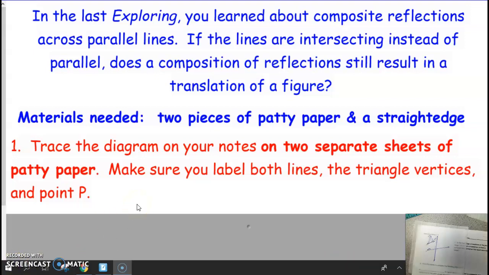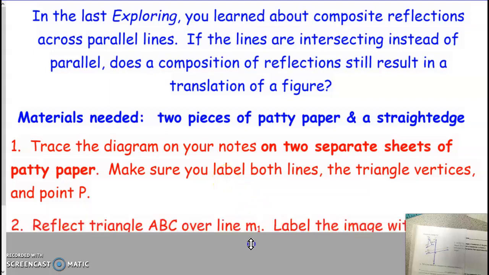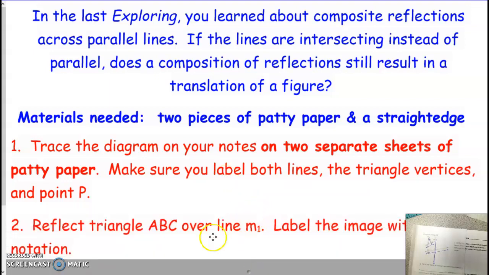All right, point P is going to be the point where the two lines intersect, so we're going to call that point P. And then we are going to reflect the triangle ABC over line M1. So remember, to do that, we're going to paper fold.